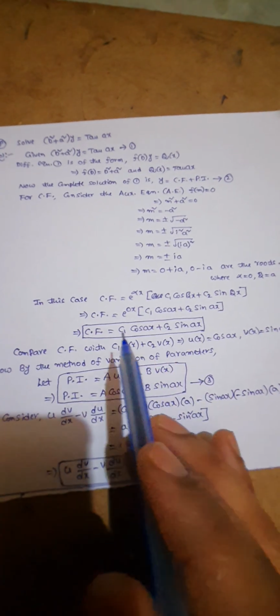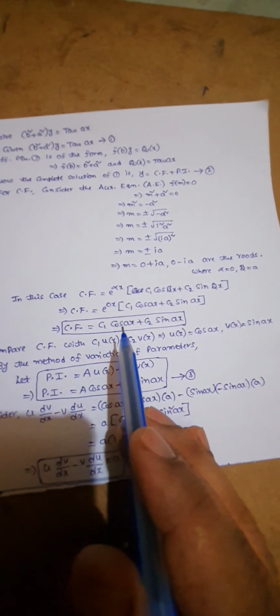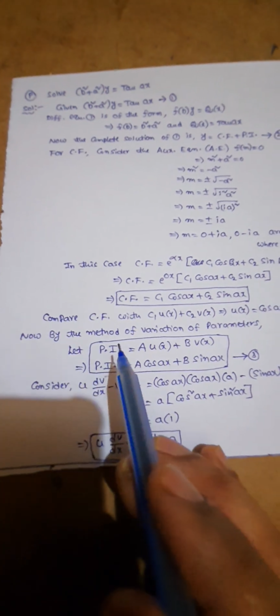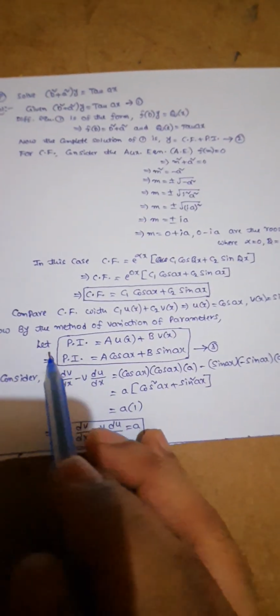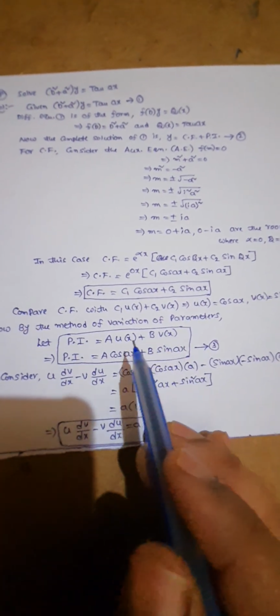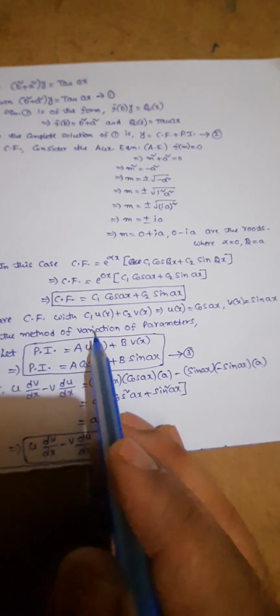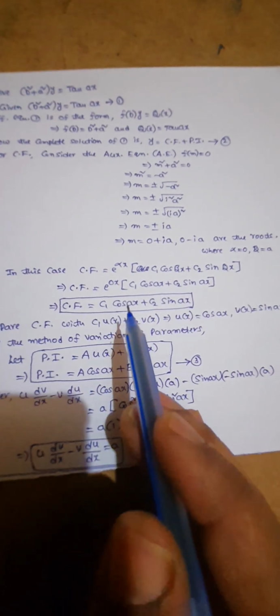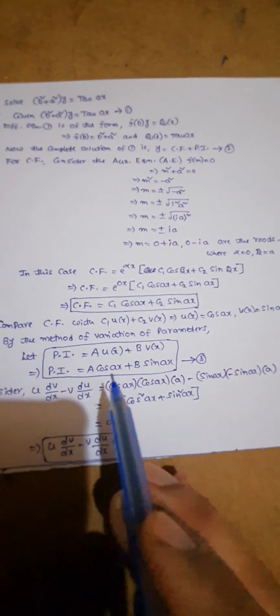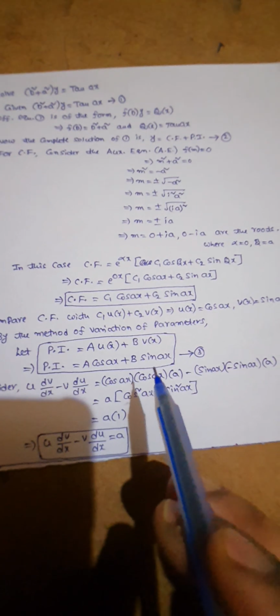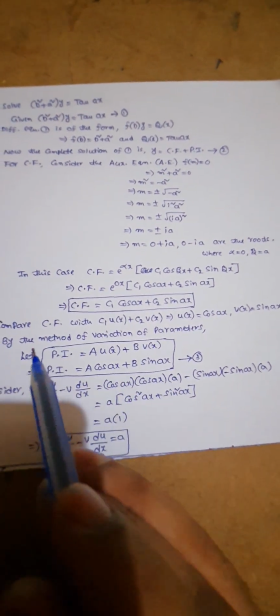If you compare this CF with that, in the place of u of x we have cos ax, and in the place of v of x we have sin ax. The term beside c1 is u of x, and the term beside c2 is v of x. By the method of variation of parameters, the formula for PI is: let PI equal capital A into u of x plus capital B into v of x. Simply in CF replace c1 by capital A and c2 by capital B. PI equals A into cos ax, which is u of x, plus B into sin ax, which is v of x. This is the formula for finding PI using variation of parameters.